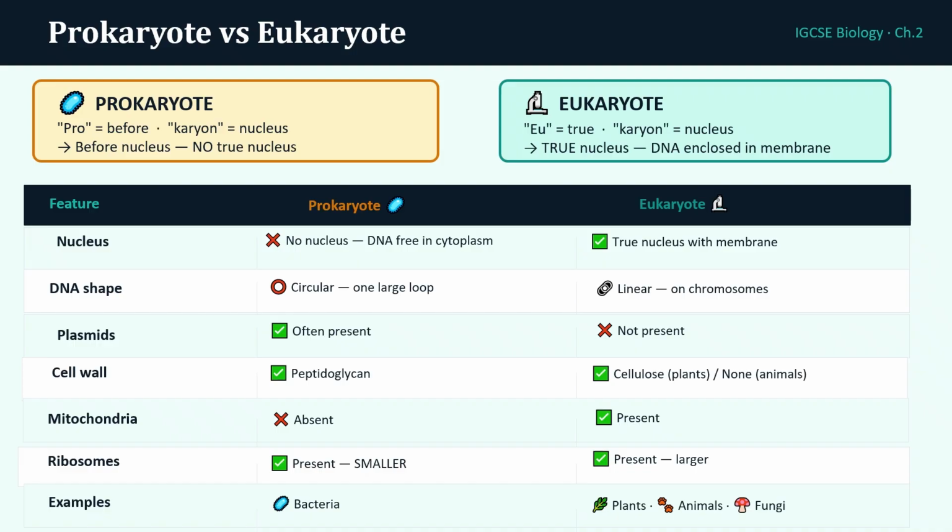If we talk about mitochondria, prokaryotes have none but eukaryotes have mitochondria. If we talk about ribosomes, both of the cells have them, but bacterial ribosomes are smaller in size. For example, bacteria are prokaryotes; plants, animals and fungi are all eukaryotes. The key question in your exam is, what is the difference between a prokaryotic and a eukaryotic cell? The answer is, prokaryotes have no nucleus, eukaryotes have a true nucleus with a membrane. This is a fundamental difference.